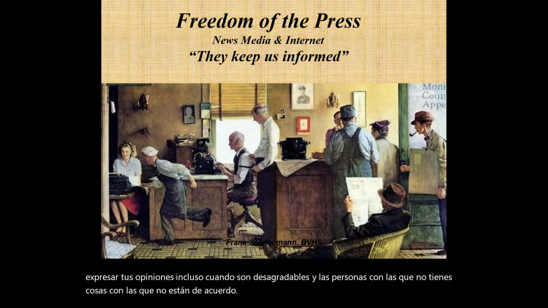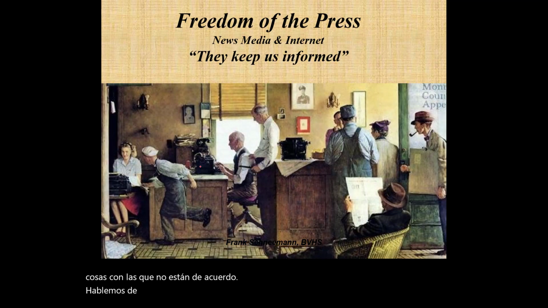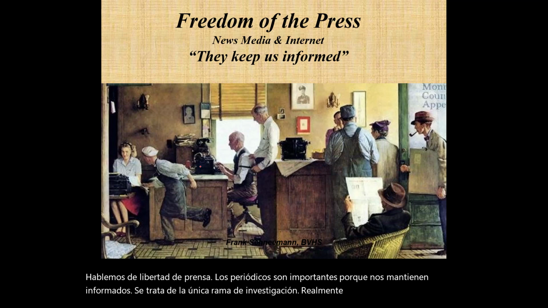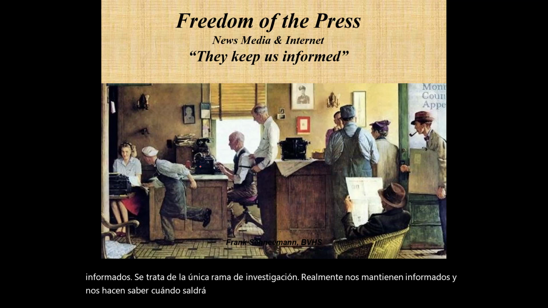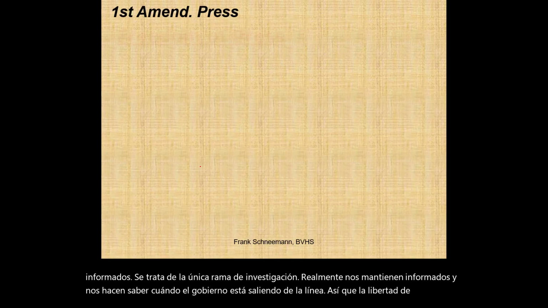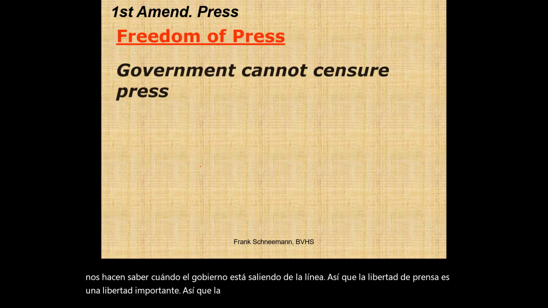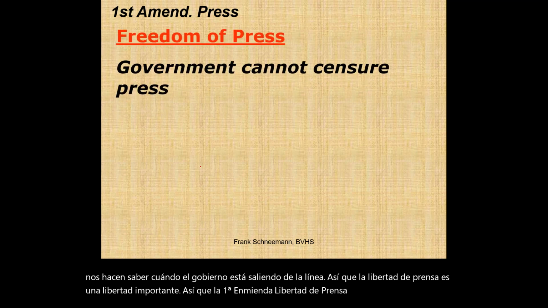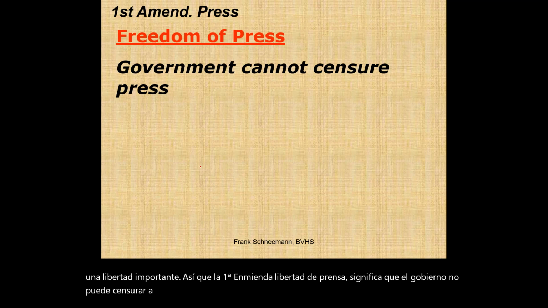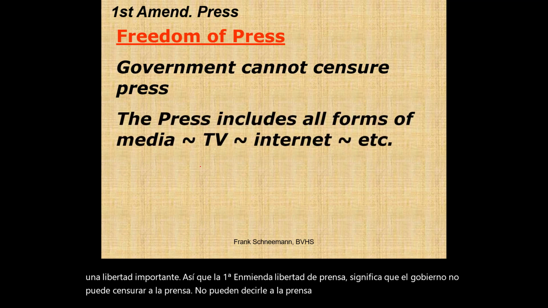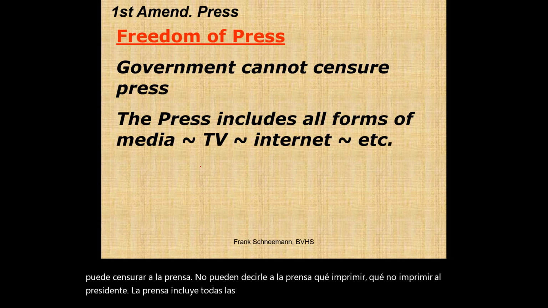Let's talk about freedom of the press. The newspapers are important because they keep us informed. It's about the only investigative branch that really keeps us informed and lets us know when the government's getting out of line. So freedom of the press is an important freedom. The First Amendment, freedom of the press, means that the government cannot censor the press. They cannot tell the press what to print, what not to print. The press includes all forms of media, TV, the internet, speech, all of that. It is all included as forms of the press.